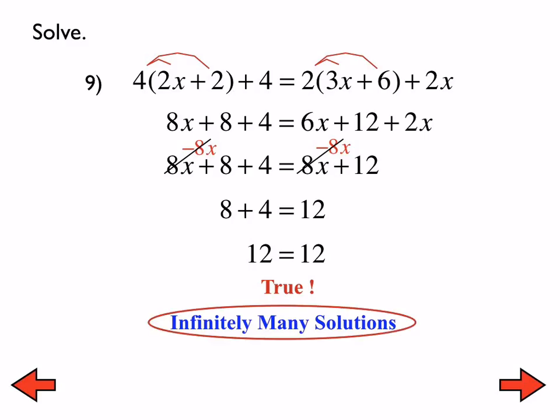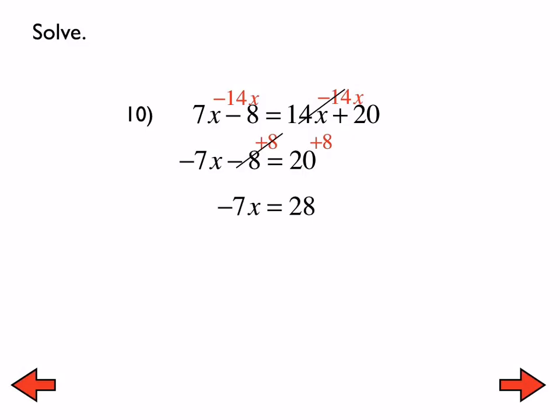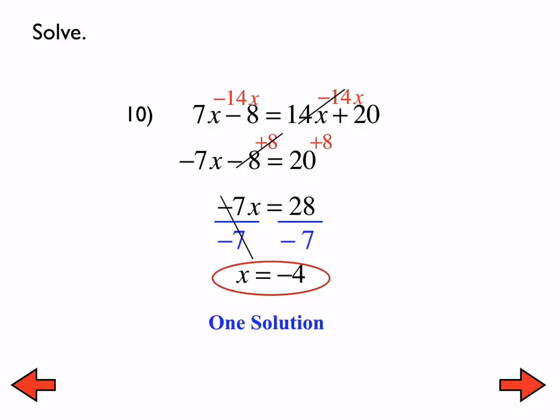And last one, Carlos. I added 14x to each side, and so it was negative 20. Good. Subtracting 14x. And then I added 8 to 20, so I got 28. And then negative 7x divided by 28 is negative 4. Excellent. So this has one solution, and that solution is x equals negative 4. Awesome. You don't have to write one solution.